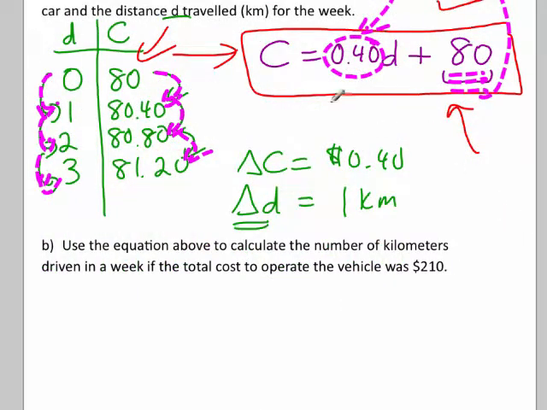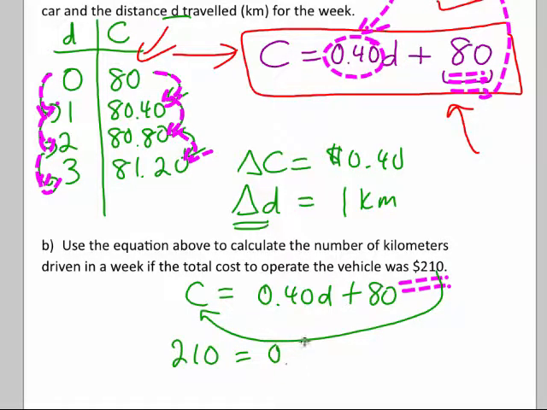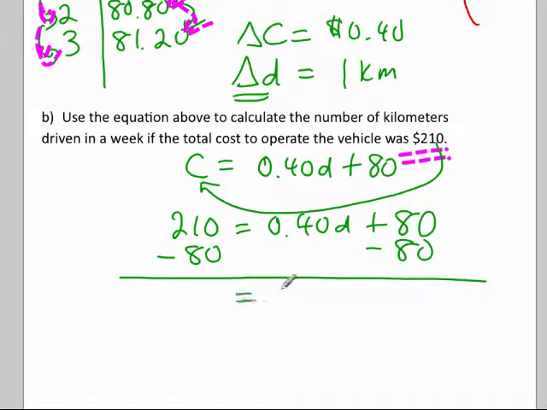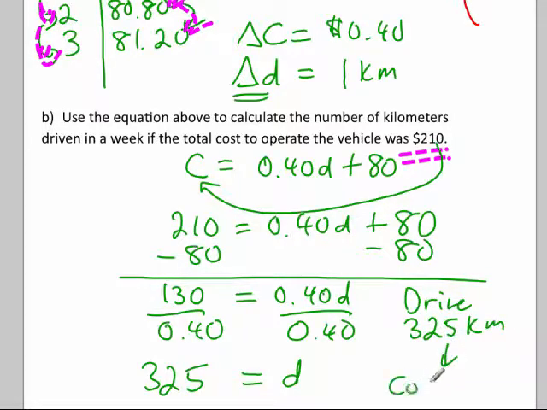Finally, the reason we like to generalize into an equation often is because we can then do more complex calculations with the equation. So for example, let's use our equation to calculate the number of kilometers driven in a week if we know the cost to operate the vehicle was $210. Since we know the relationship between distance and cost, what I could do is I could substitute 210 in for cost, and that would give me the distance that goes along with that given cost. So I can subtract 80 on both sides. Divide both sides by 0.4. And what this is telling me, that's 325. So what this is telling me is that if I drive 325 kilometers, it's going to cost me $210.